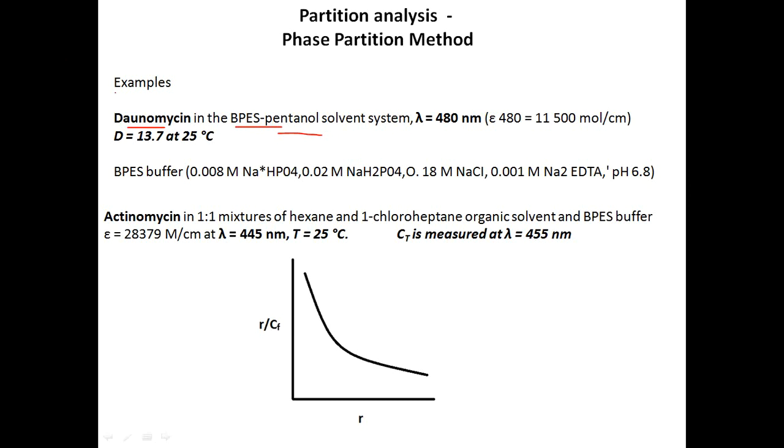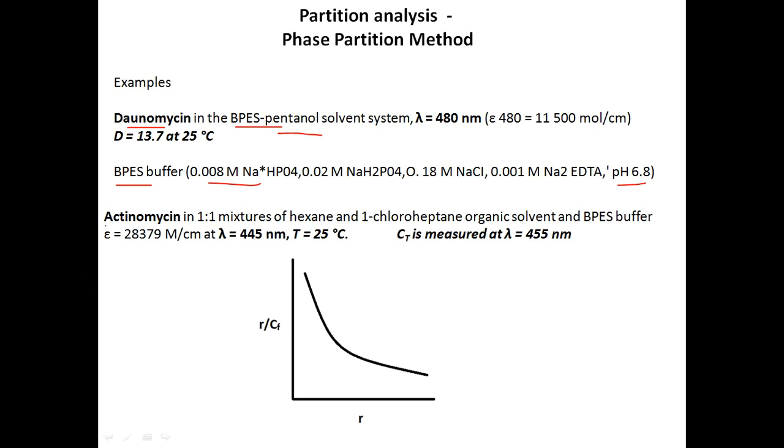So the PBS buffer is actually a phosphate buffer having phosphoric acid, sodium dihydrogen phosphate, sodium chloride, and EDTA solution, which has a pH of 6.8. The buffer system changes with respect to the ligand and the DNA that is being considered for binding analysis.